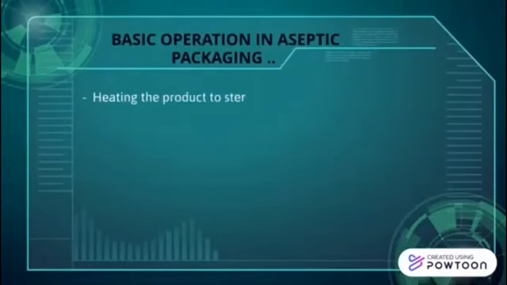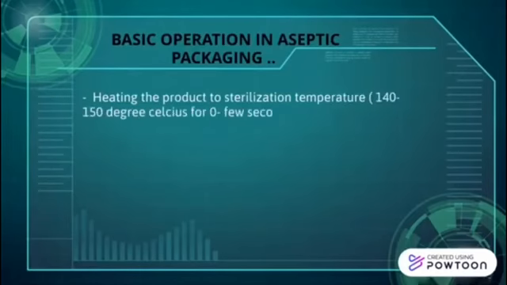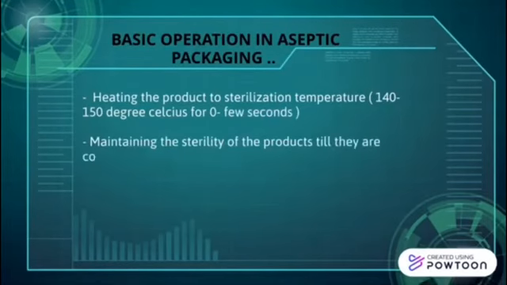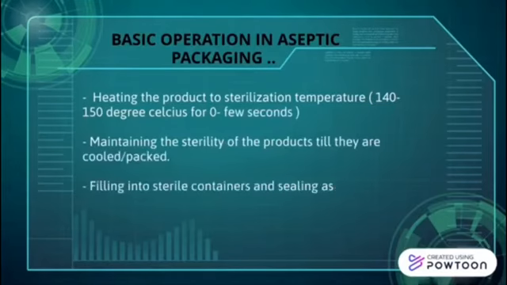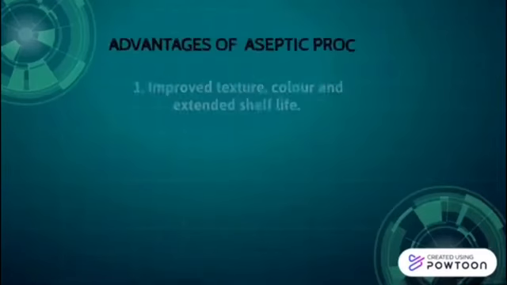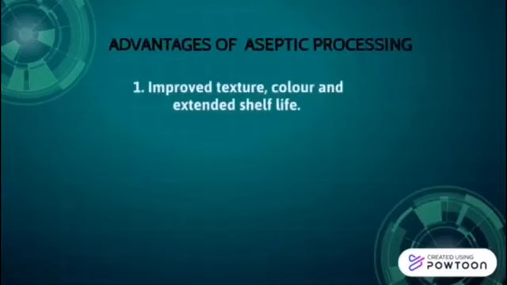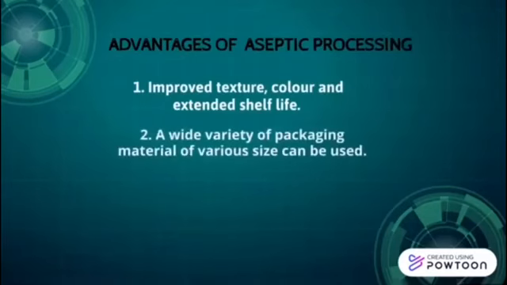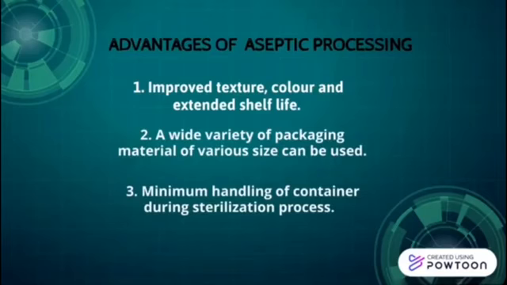Basic operations in aseptic packaging: heating the product to sterilization temperature, maintaining the sterility of the product until it is cooled and packed, and filling into sterile containers and sealing aseptically. Next, advantages of aseptic processing: improved texture, color, and extended shelf life. A wide variety of packaging materials of various sizes can be used, and there is minimum handling of containers during the sterilization process.